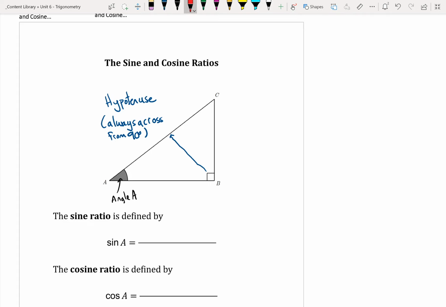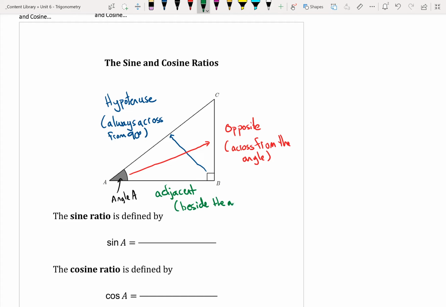The other sides that we have are these two other ones here, and these ones will change depending on what angle we use. But based on my angle right now, this side is going to be called my opposite. And the reason it's called the opposite is because it's across from the angle, or opposite of the angle. And then my third side is the side over here, and we call that our adjacent. And it's adjacent because it is beside the angle, so beside the angle we're looking for, or that we have.